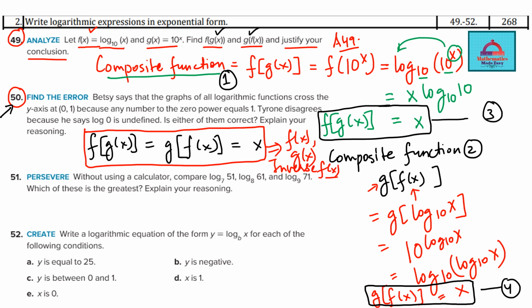Let's move to the next slide for question 50, and after that I will give you the answer key for this screen. You can check your answers of 51 and 52.